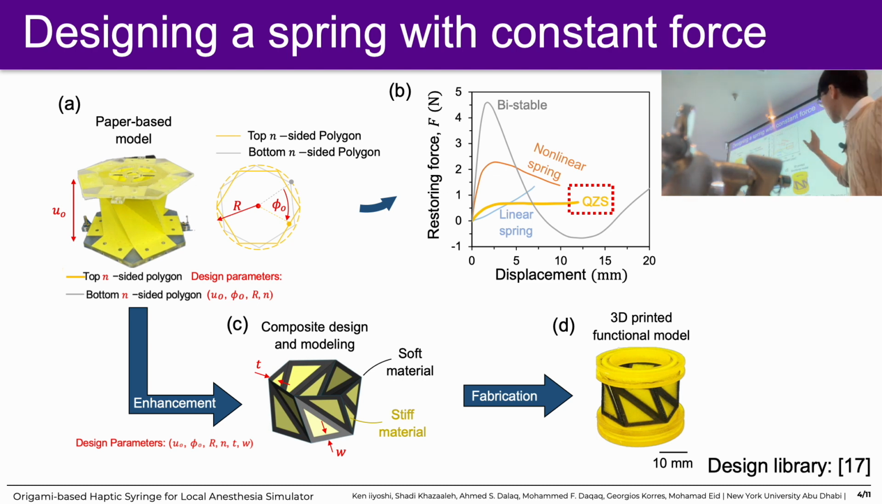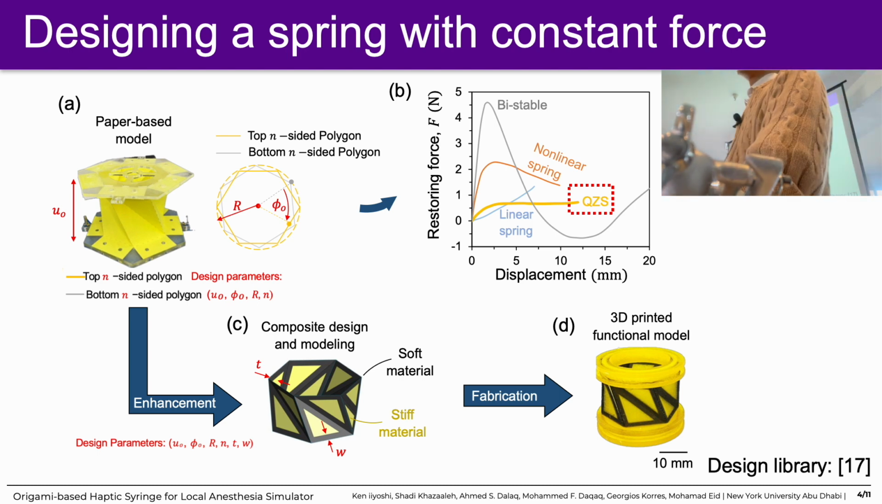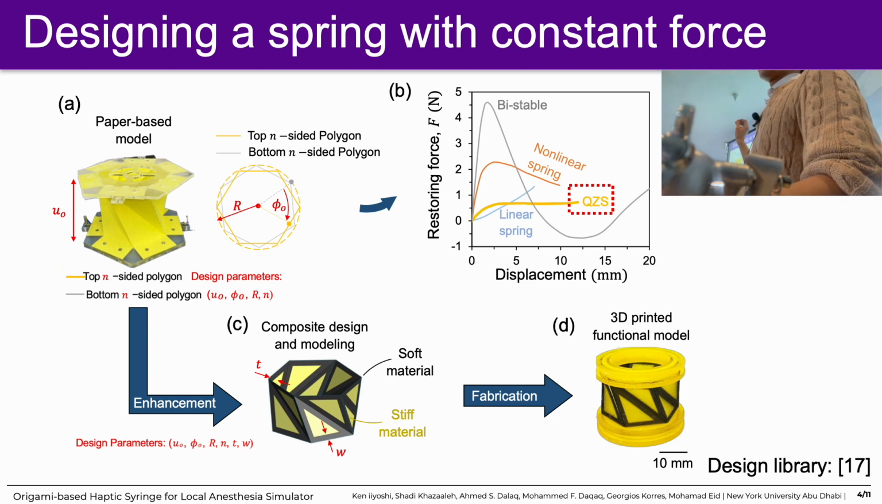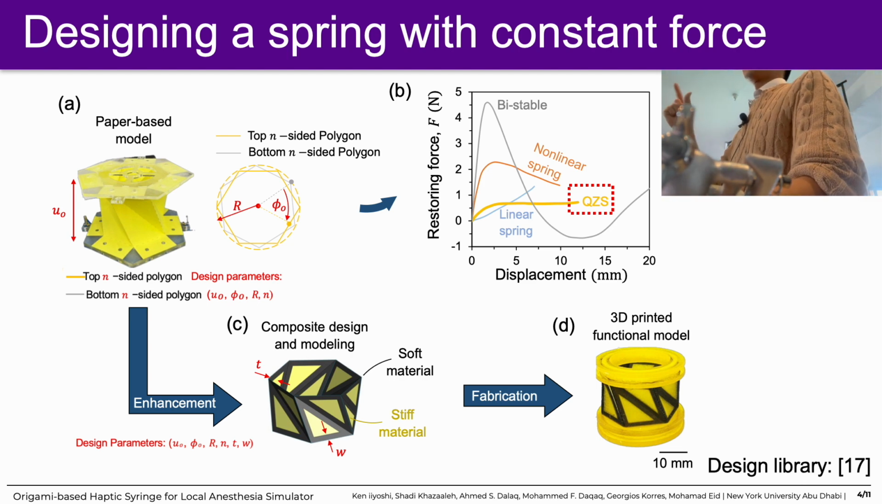The plot shows some examples of the patterns in terms of restoring force versus displacement. We particularly focused on a configuration that allows a constant force feedback. Of course, we don't want to use paper because it breaks almost instantly, so we replaced it with a combination of plastics and rubber. We're tuning parameters from the paper model as well as the thickness of the rubber and its width, and then we 3D printed this on a PolyJet printer, the Stratasys J750 in particular.